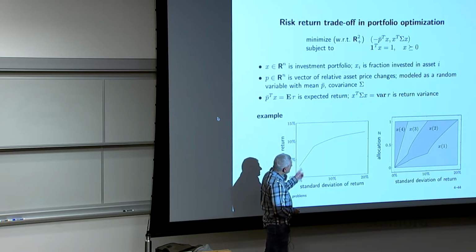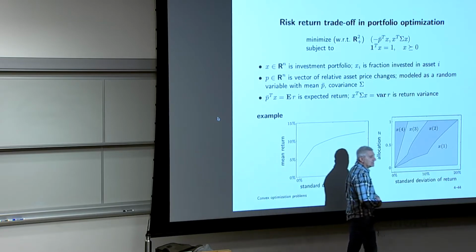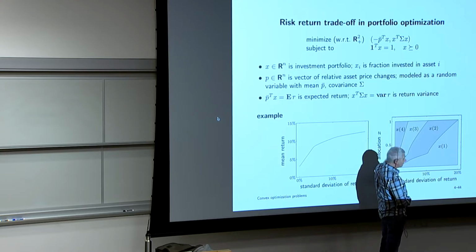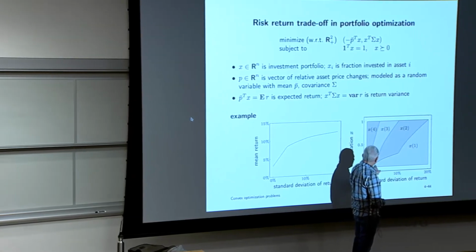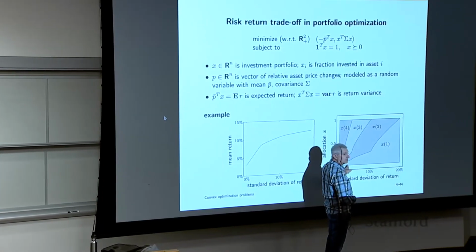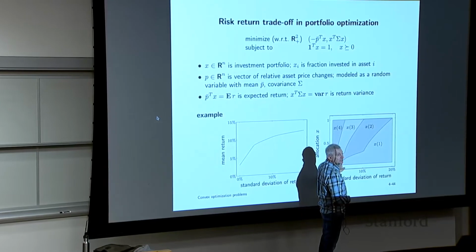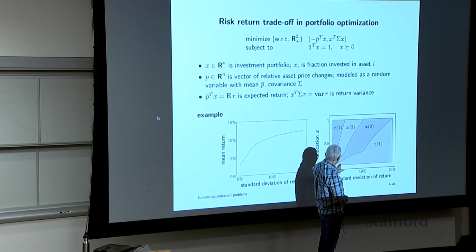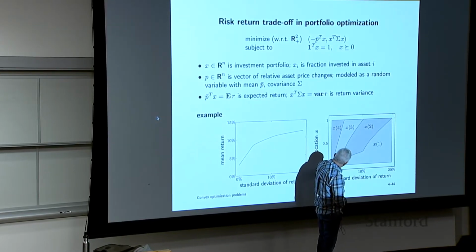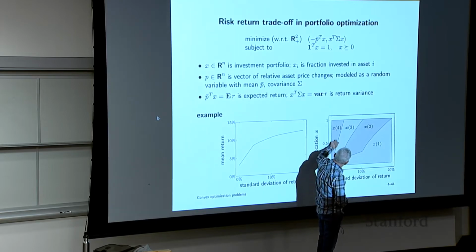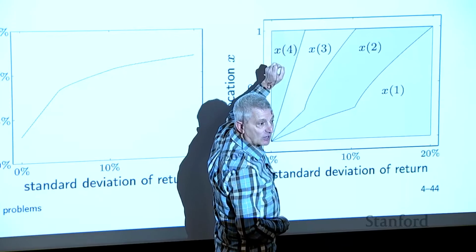And what this shows is, so here I have 4 assets, so they add to 1. This is a stack plot, right? So a stack plot says each vertical gives you a point on the optimal risk-return trade-off curve. And at this point, you've got a little bit of x1, a little bit of x2, a bunch of x3, and a bunch of x4, right?